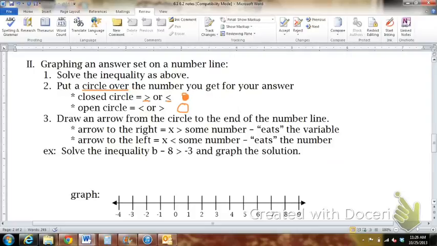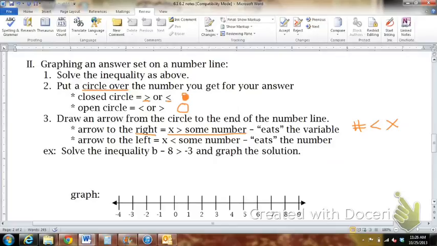Make it as long as it needs to be to get all the way to the end of the number line. You're going to draw your arrow to the right if your answer winds up being x is greater than some number, meaning the inequality symbol is eating the variable. So if the variable is bigger, then your arrow is going to point to the right. And I say it this way because sometimes your inequality symbol looks like this. If x or your variable winds up on the right side, as long as the inequality symbol is still eating the variable, your arrow goes to the right.